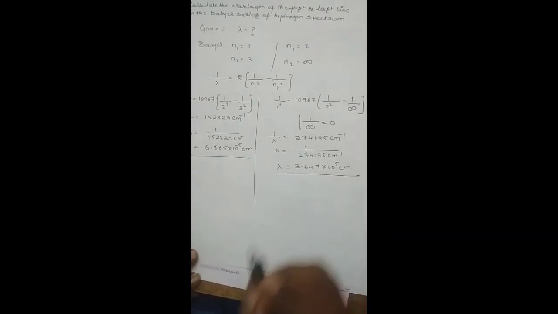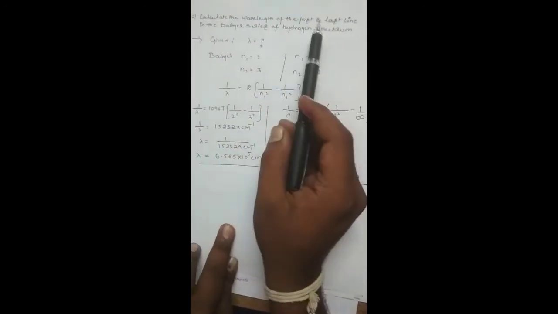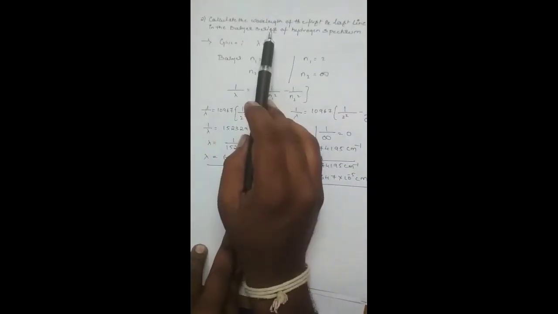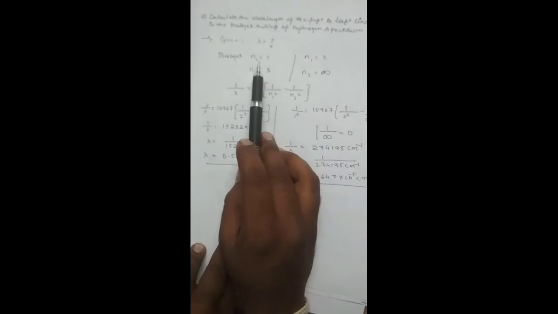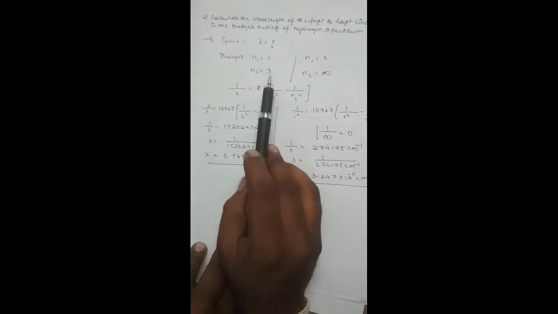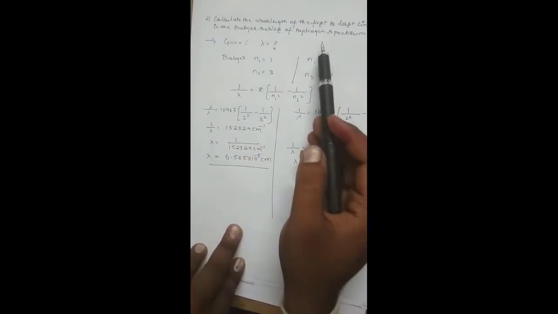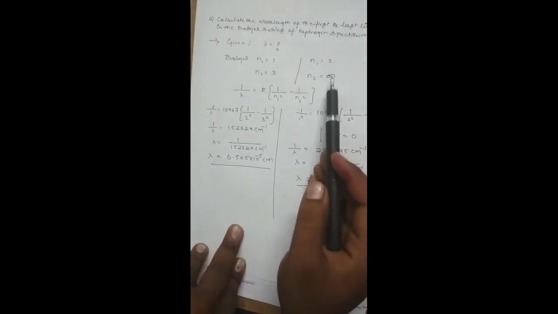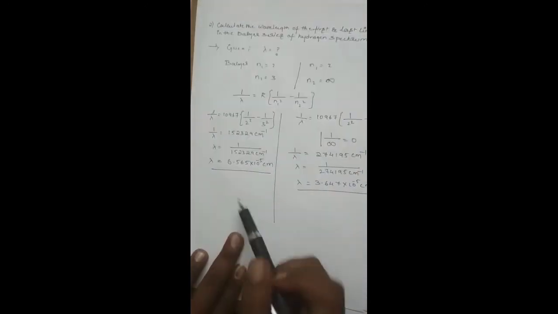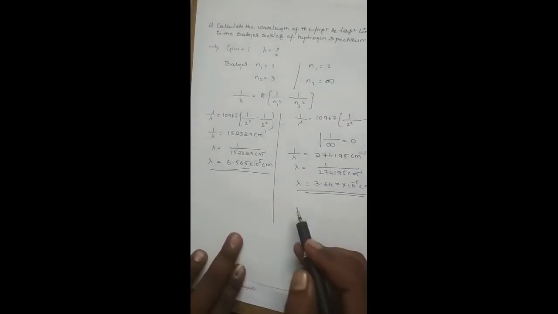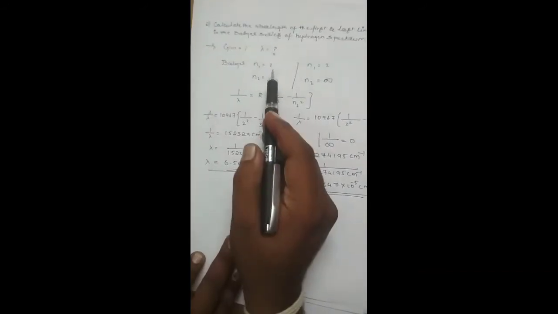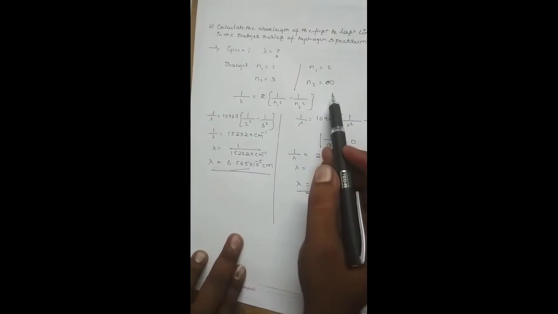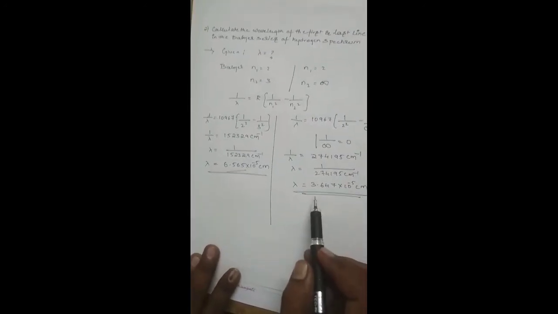This is the wavelength, calculating the wavelength of the first and last line in the Balmer series. The Balmer series starts from 2 and 3, correct? Now, they are telling the first and last line, and we don't know the last line. For that purpose only we took infinity. I am taking both the answers. By substituting 2 and 3, and 2 and infinity, we got this answer. Okay.